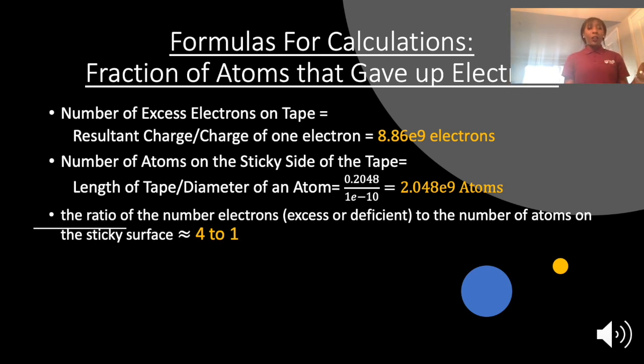So, the number of atoms on the sticky side of tape equals the length of the tape divided by the diameter of an atom, which equals 0.2048 divided by 1 e to the negative 10. This gives us 2.048 e to the 9 atoms. Therefore, the ratio of the number of electrons, excess or deficient, to the number of atoms on the sticky surface is approximately 4 to 1.